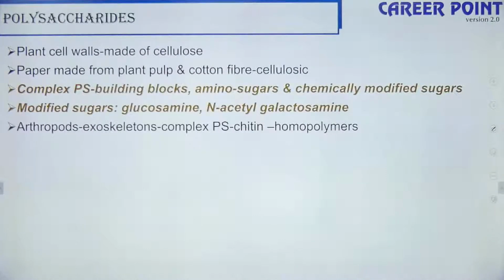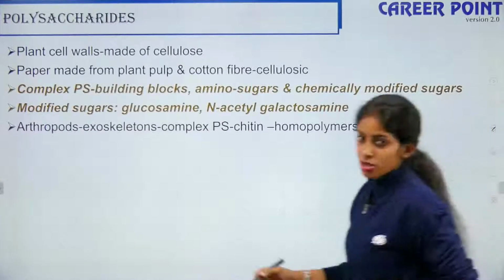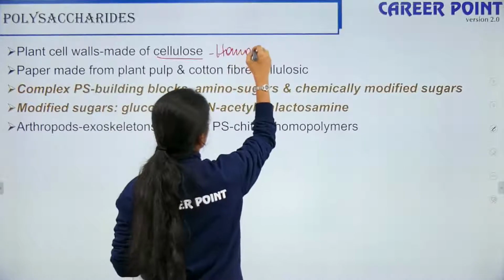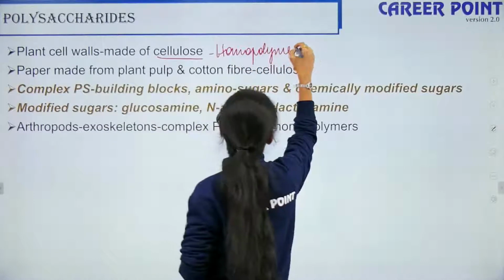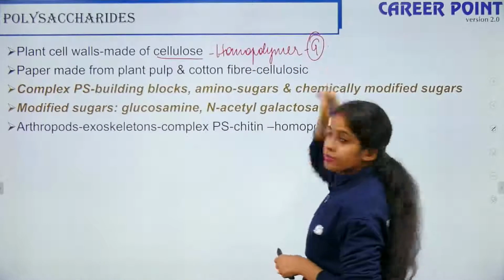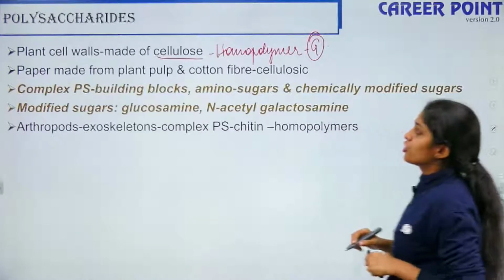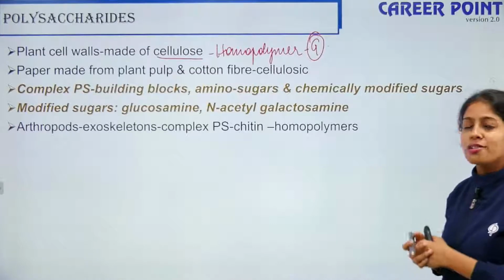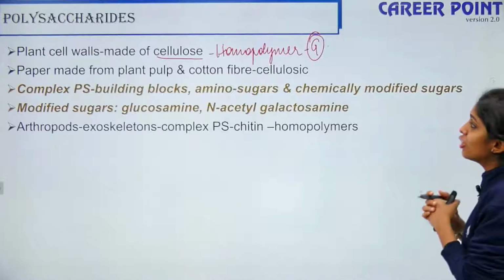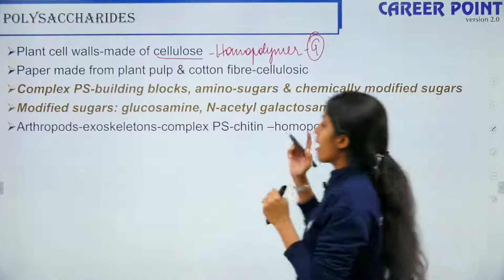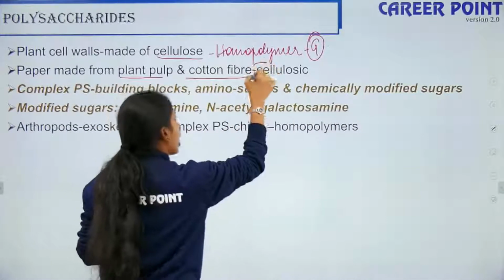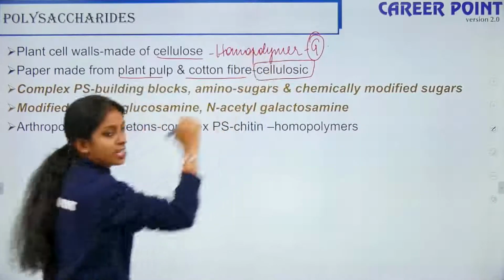So plant cell walls are made up of cellulose. Cellulose is a homopolymer of glucose. Paper, which is made from plant pulp, and cotton fiber, which is also made from plant, is cellulosic. So paper is made from cotton pulp and cotton fiber; the base material is cellulosic.